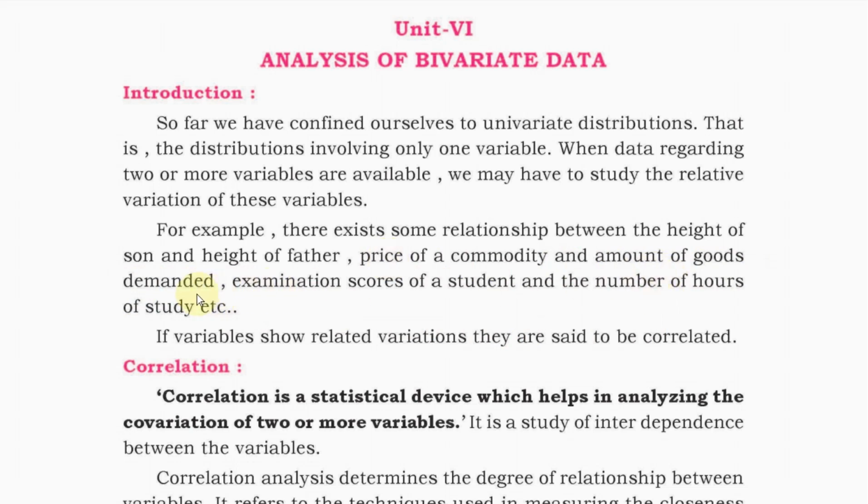As the price increases, demand decreases. When the price decreases, the demand increases. So here the decrease in the price increases the amount, and the increase in the price decreases the amount. So if such variations are happening between two variables, then we say that those two variables are correlated. So then what is correlation?